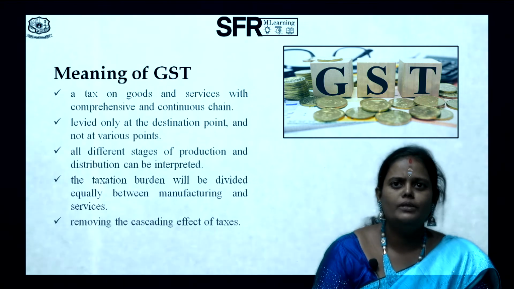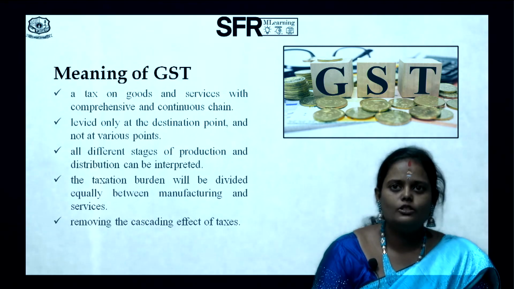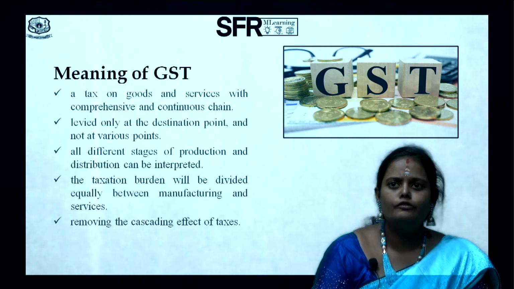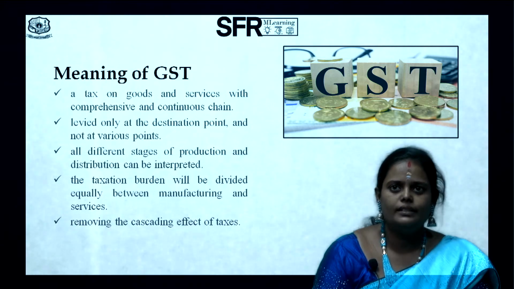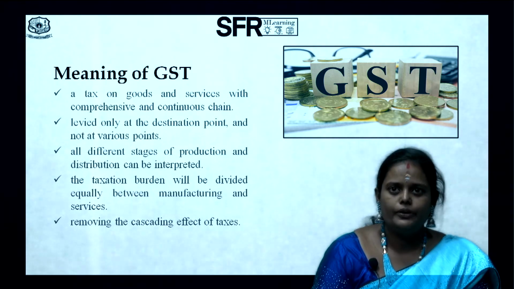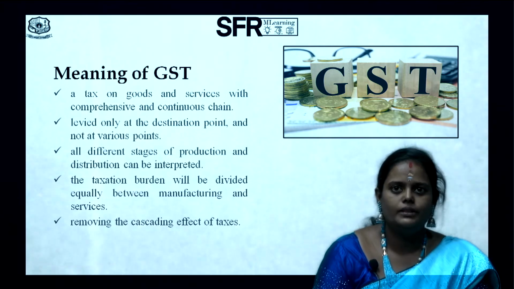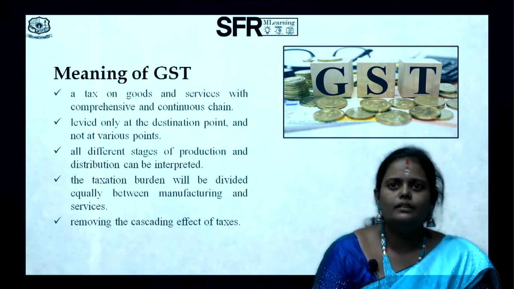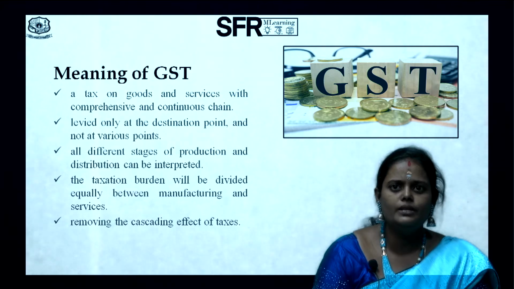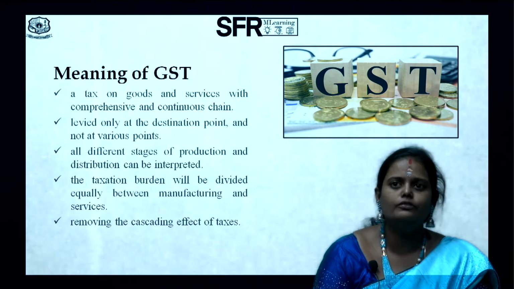First, introduction: meaning of GST. GST is a tax on goods and services with a comprehensive and continuous chain of benefits from the service provider up to the retail outlets. GST is levied only at the destination point and not at various points. All the different stages of production and distribution can be covered. Under GST, the taxation burden will be divided equally between manufacturing and service through a lower tax rate, increasing tax base and minimizing exemption. The main objective of GST is removing the cascading effect of taxes.